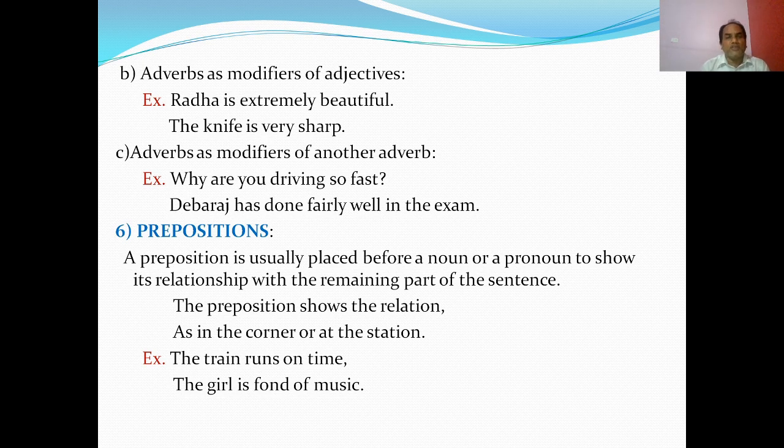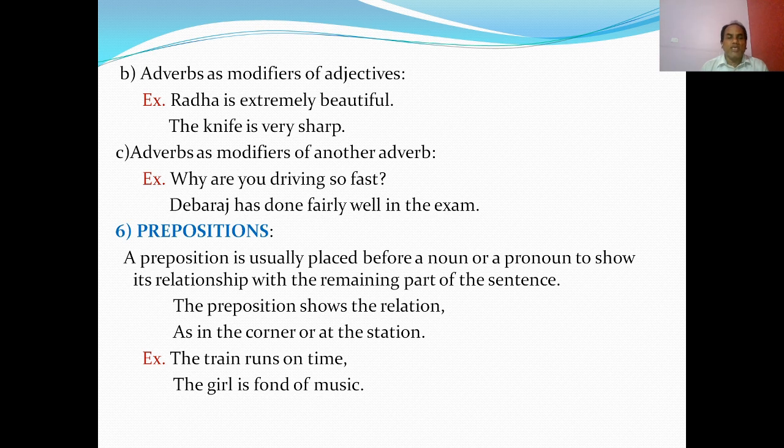Adverbs as modifiers of adjectives also. Radha is extremely beautiful. Beautiful is the adjective and extremely is the modifier of the adjective beautiful. So extremely is the adverb here. The knife is very sharp. You will see sharp is the adjective and very is the adverb here, because it qualifies, modifies the adjective sharp.